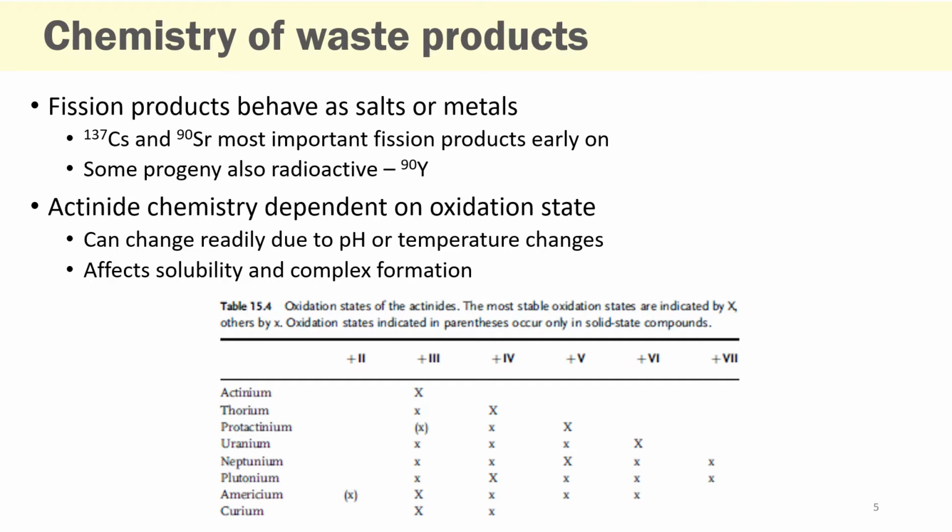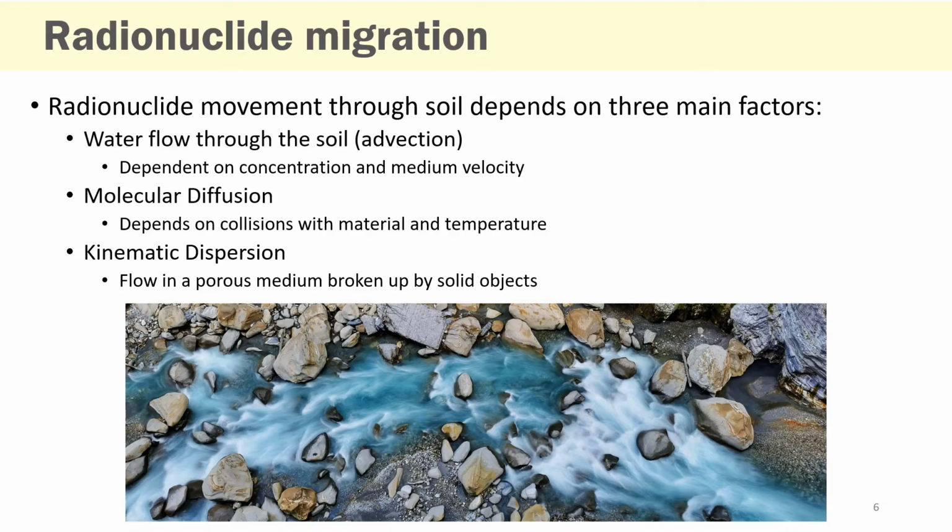Radiation can also cause changes in the crystalline structures of minerals and salts. This is seen in many areas, to include nuclear weapons. Radionuclide migration, when not in a vitrified product, depends on three main factors.